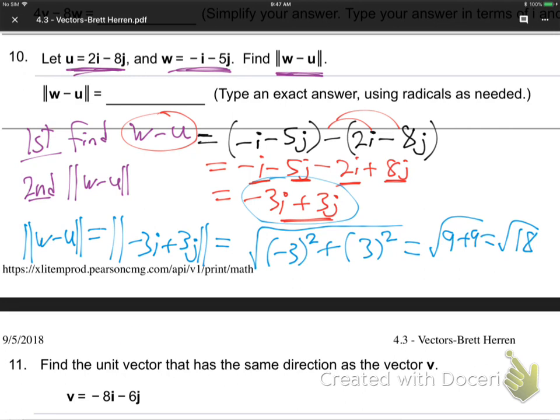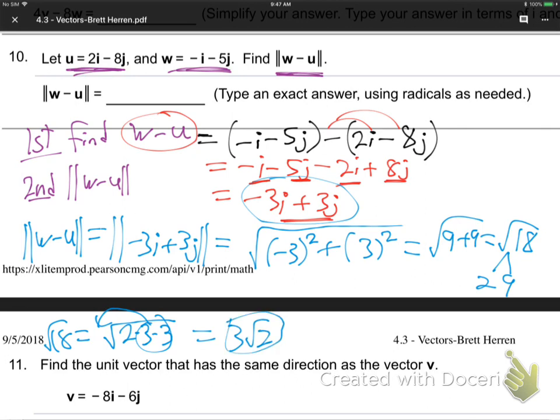So square root of 18, if you break it down, is 2 times 9, which is 2 times 3 times 3, right? And so those two 3's send out a 3. Yep, Kevin's got it. 3 root 2. That's the magnitude of w minus u. We good with all those steps? Is that making good sense?